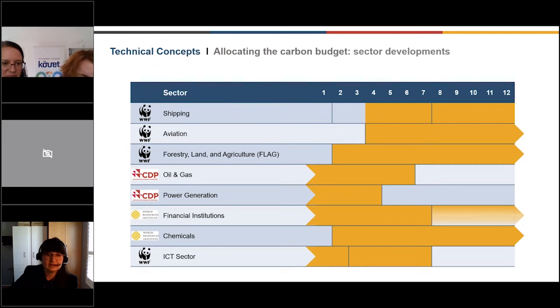There's also oil and gas sector development underway. Power generation has been recently released. Financial institution sector development is due to be released next month. Chemicals is underway, moving into next year, and the ICT sector guidance has been released this year. Next slide, please.